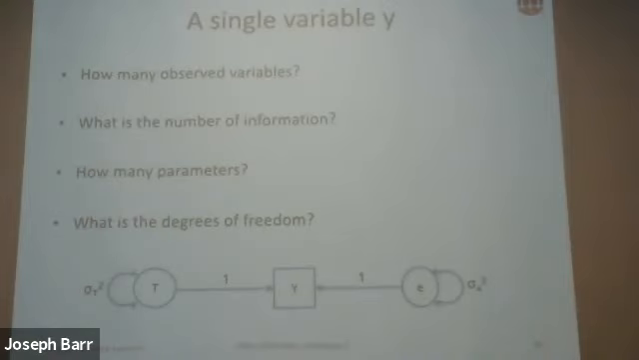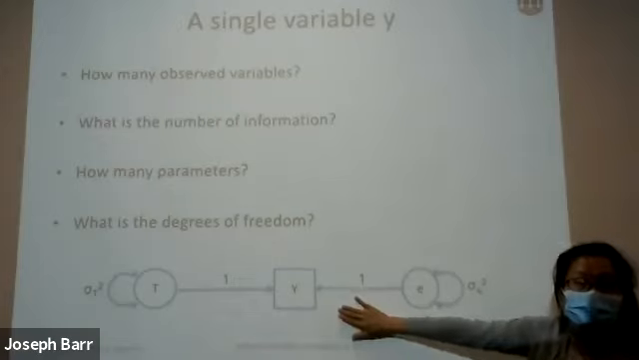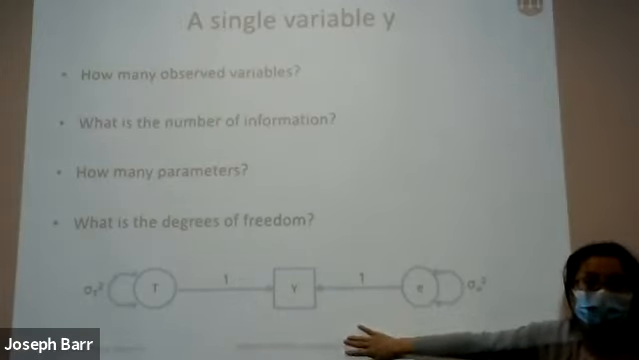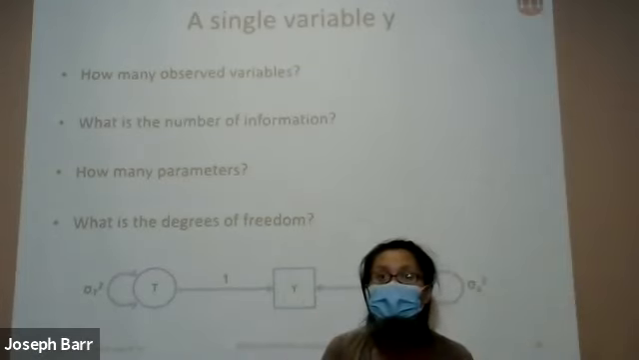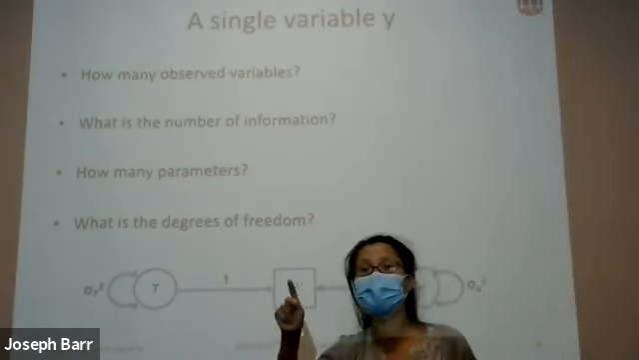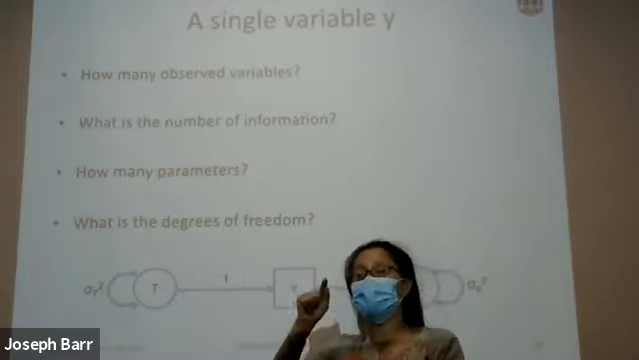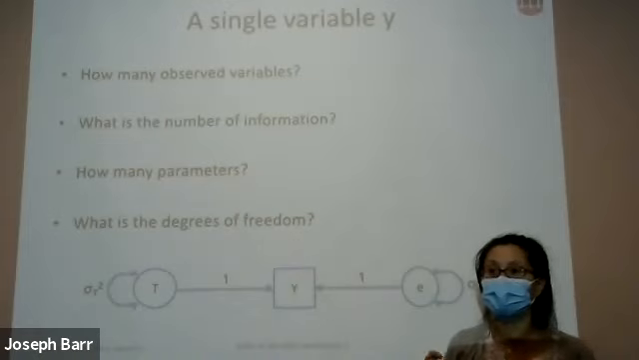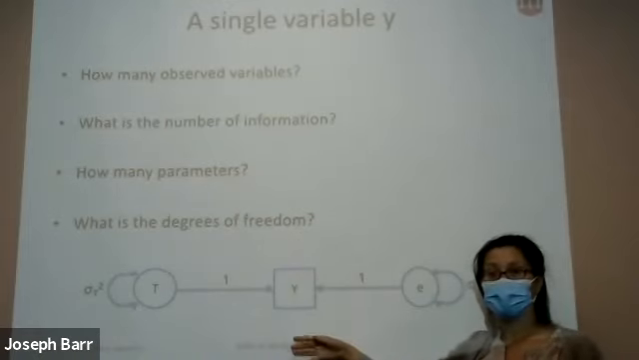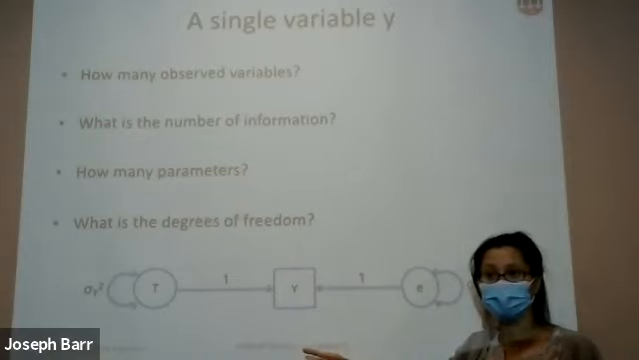First, let me ask you the same questions we did before. For the single variable case, how many observed variables are there in this case? Just one. What is the number of information? When p equals 1, the formula is p times p plus 1 divided by 2. What is the number of information in this case? What is the number? Is it 3?